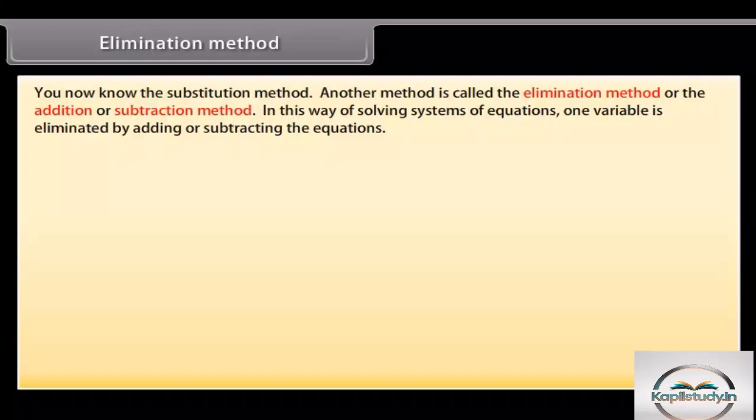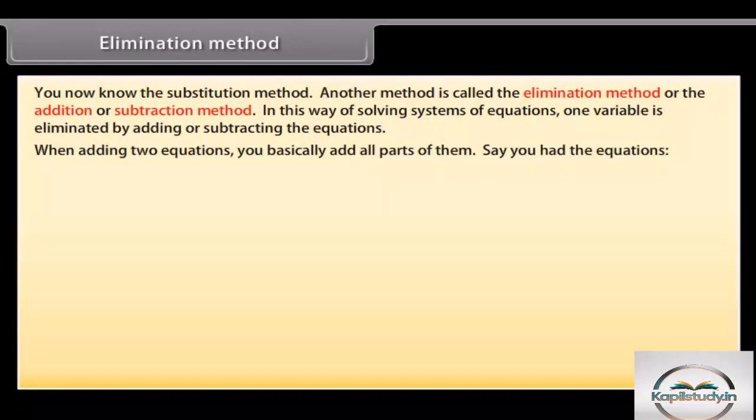Elimination method. You now know the substitution method. Another method is called the elimination method or the addition or subtraction method. In this way of solving systems of equations, one variable is eliminated by adding or subtracting the equations. When adding two equations, you basically add all parts of them.